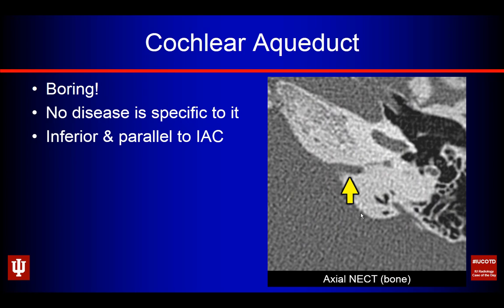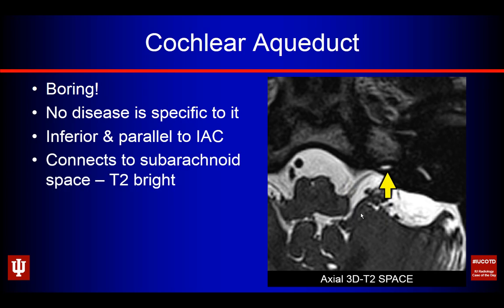But this is found inferior and parallel and sitting maybe sometimes more medial to the internal auditory canal. You can see it readily on CT and MR imaging. So here it is on an axial temporal bone CT, and this is what it looks like on a heavily T2 weighted MRI. This is a T2 space in the axial plane. And it should be very T2 bright because it's continuous to the subarachnoid space, so it should follow CSF signal intensity.